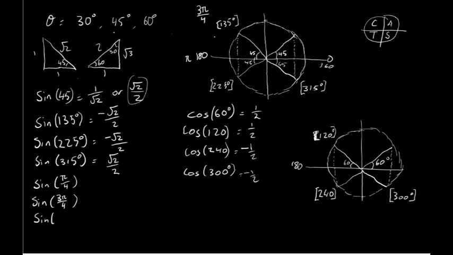Sine of 225, well, that's the same thing as pi plus pi on 4. So I'm going to have 5 pi on 4. And then sine of 315, well, we found that by 360 minus 45. Well, it's the same thing as 2 pi minus pi on 4. So we're going to have 7 pi on 4. And essentially we have the same numbers. So root 2 on 2, minus root 2 on 2, minus root 2 over 2 and root 2 over 2.